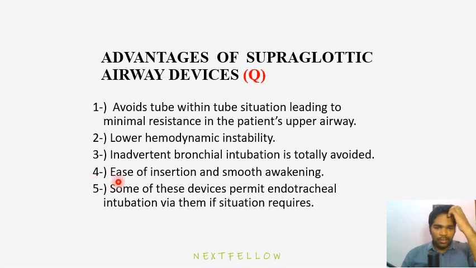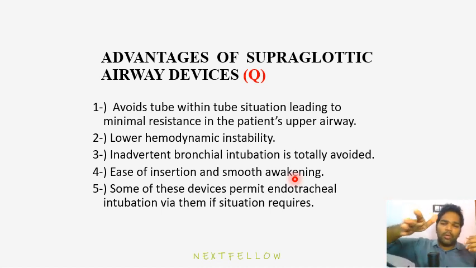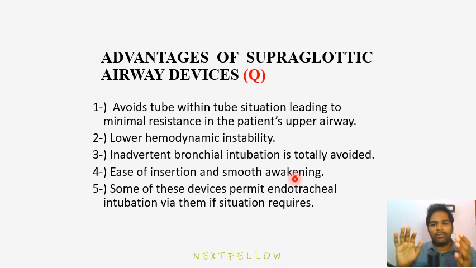And endobronchial intubation could be avoided totally, because in normal endotracheal intubation, if you push the tube too much, like some interns or doctors who are intubating for the first time, with enthusiasm they will push the tube so far inside that it goes into one side bronchus. The right side bronchus will get the endotracheal tube.